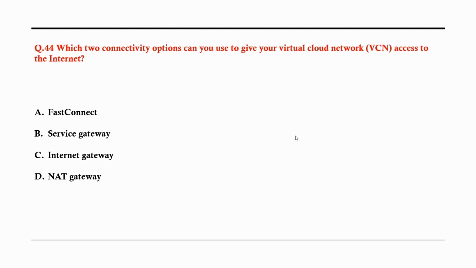Question 44. Which two connectivity options can you use to give a virtual cloud network access to internet? The answer is C and D. Internet gateway and NAT gateway.